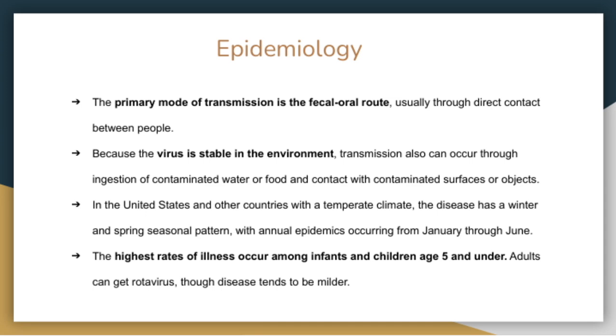The primary way rotavirus is transmitted is through the fecal-oral route, which usually happens when people come into direct contact with one another. Because the virus is quite stable in the environment, it can also spread through ingestion of contaminated water or food, and by touching surfaces or objects that are contaminated.